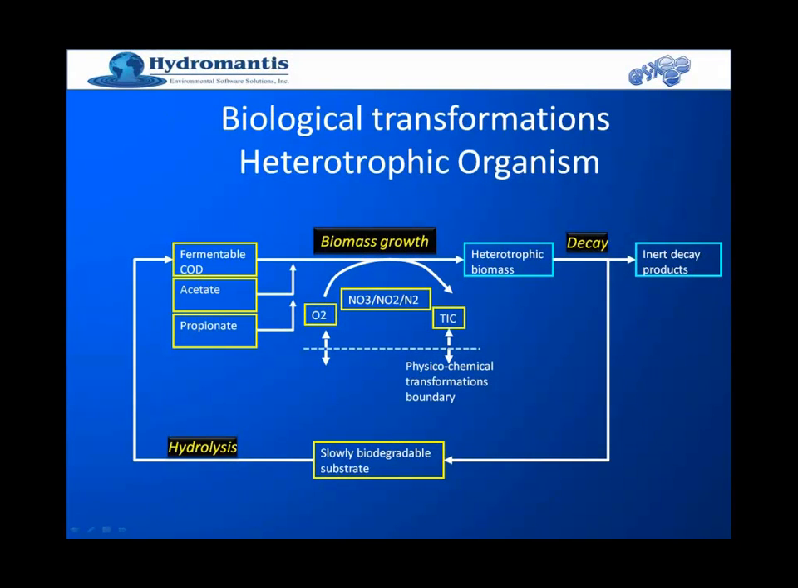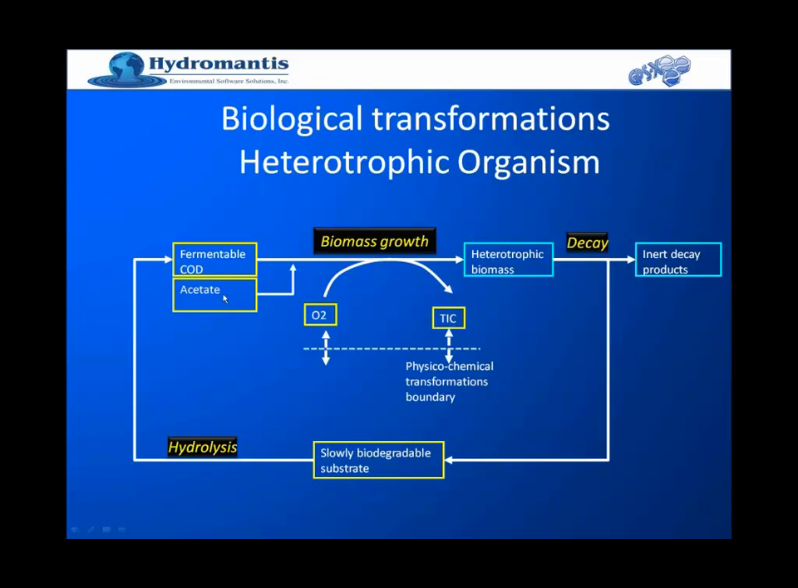So now we are going to go over this slide one more time, and I was just trying to explain what happens for the processes which are involved with heterotrophic organisms. This is a very similar flow scheme to the one we have in ASM2D, in which there is fermentable COD, in which heterotrophic biomass decays and produces slowly biodegradable substrate, which is hydrolyzed and gives rise to fermentable COD. So in ASM2D we have two substrates which are used by heterotrophic biomass, fermentable COD and acetate.